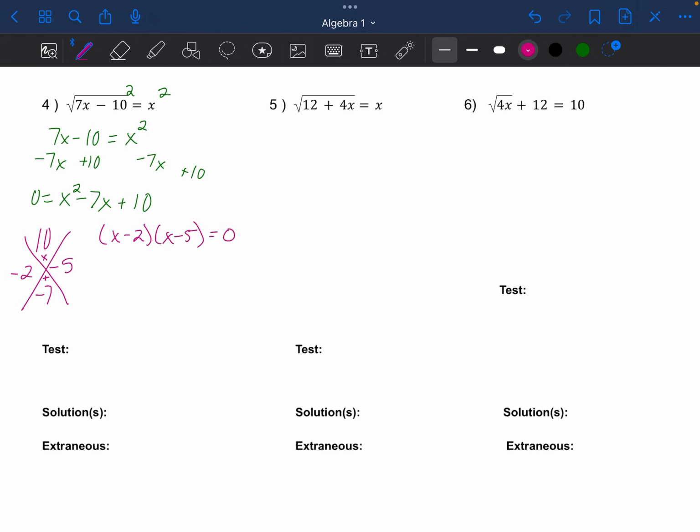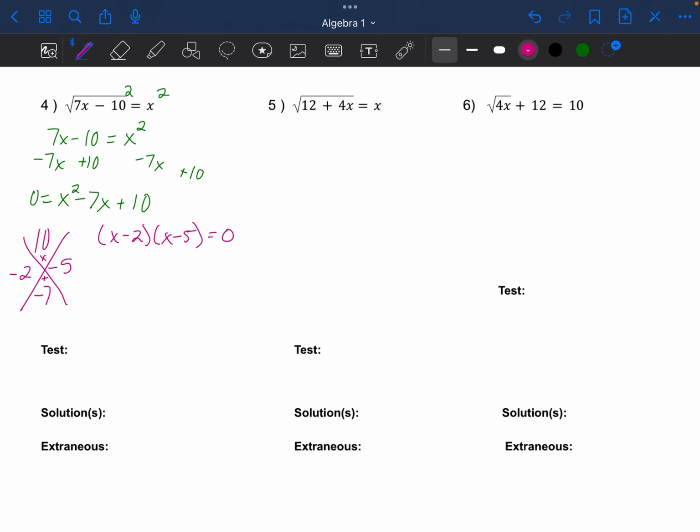Right? This is a lot of steps. I know. We're almost there. Break it up. We have to separate and solve. So I'm going to separate it into x - 2 = 0 and x - 5 = 0.